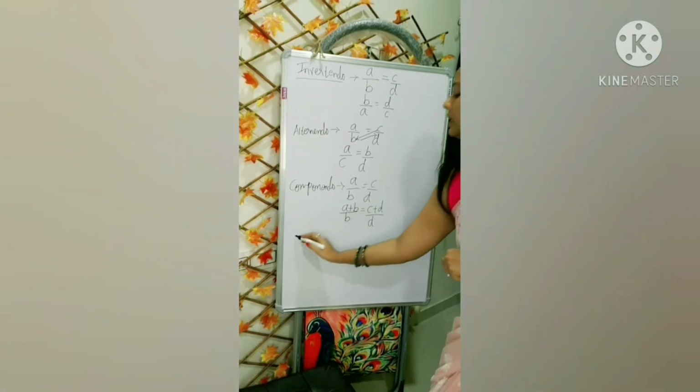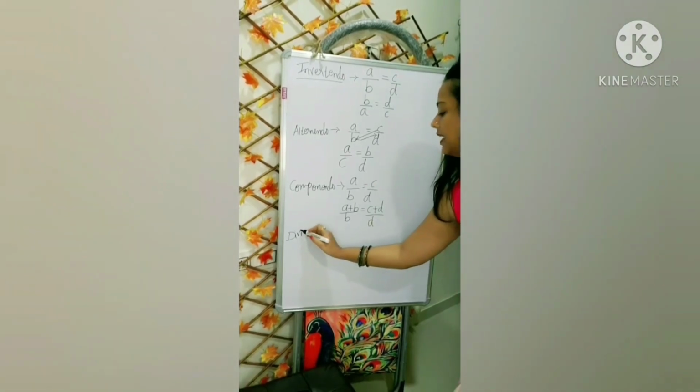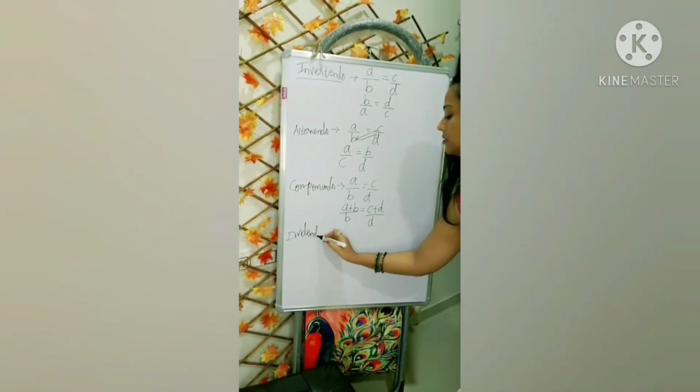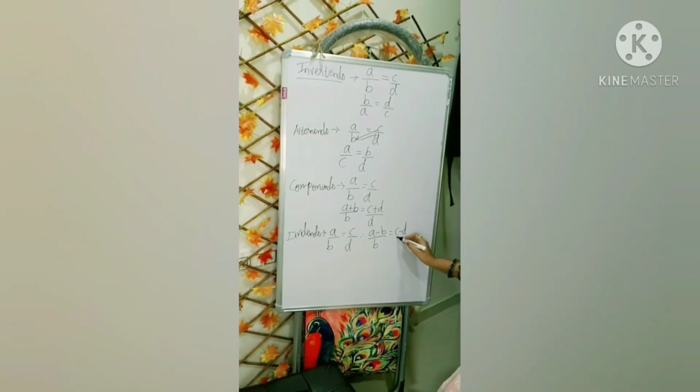Similarly, we have dividendo. In this property, when A upon B is equal to C upon D, I can say that A minus B upon B is equal to C minus D upon D.